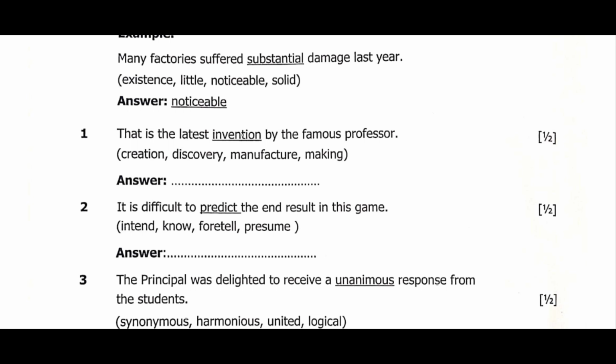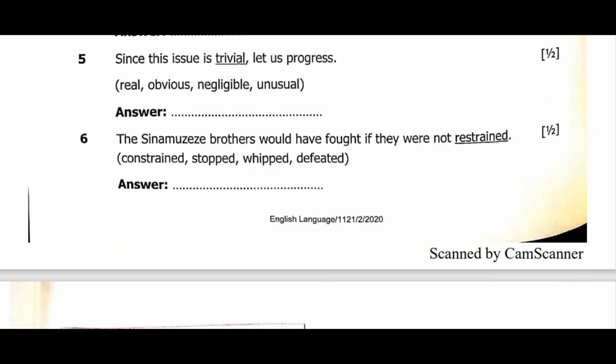So to invent means to make, to produce. Now this one, the best answer that is related to invention is creation. So we have creation here. Then let's move on to question 2. It is difficult to predict the end result in this game. So to predict is to foresee. So the best answer here is we have to presume. So presume is like you are supposing, you are giving the picture of what you think will happen based on the probability.